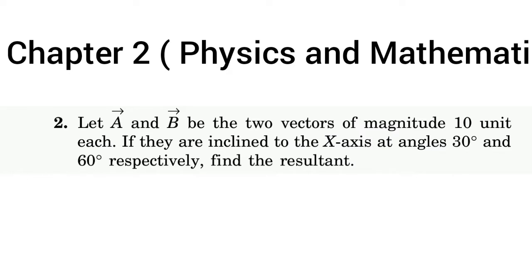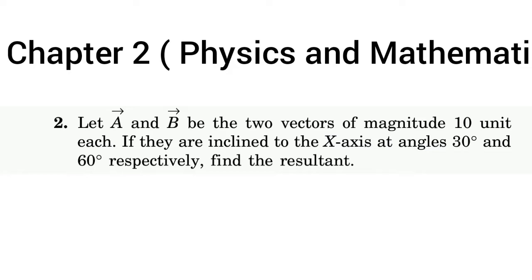This is from chapter number 2, Physics and Mathematics. The problem given is: let vectors A and B be two vectors of magnitude 10 unit each. If they are inclined to the x-axis at angles 30 degrees and 60 degrees respectively, find the resultant.